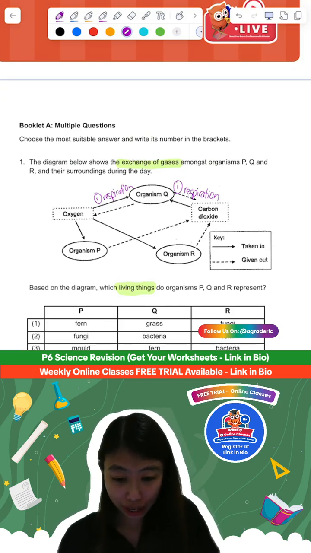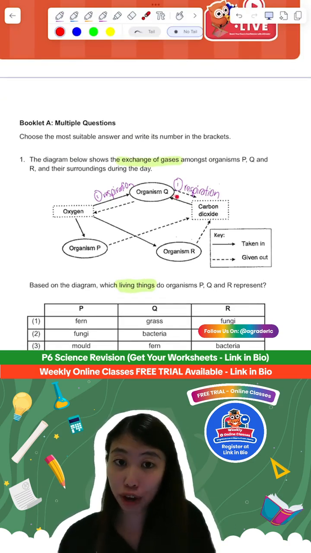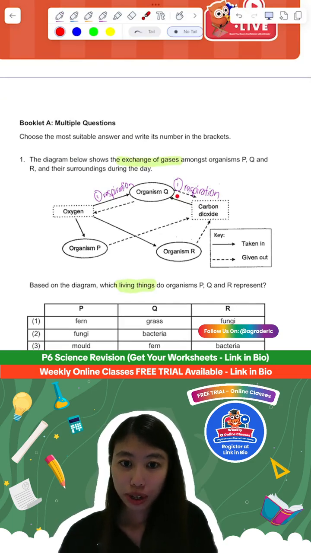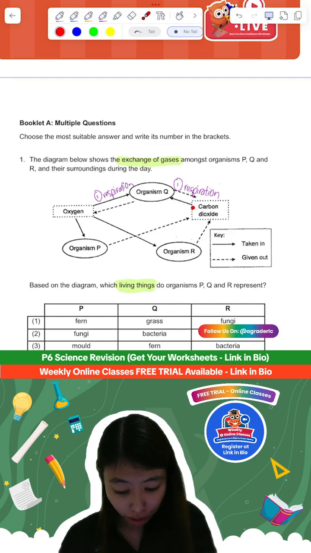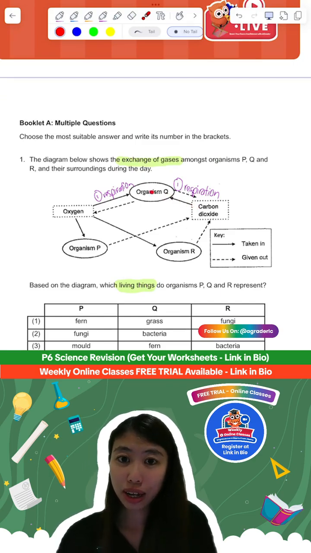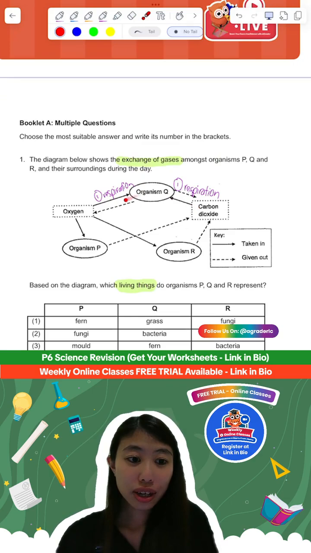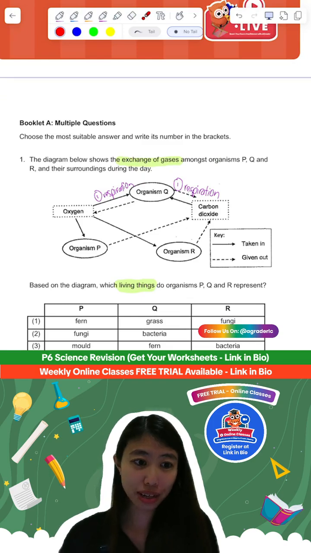If you look, there's another path for organism Q. Organism Q actually takes in carbon dioxide and gives out oxygen. So what process actually takes in carbon dioxide and gives out oxygen?